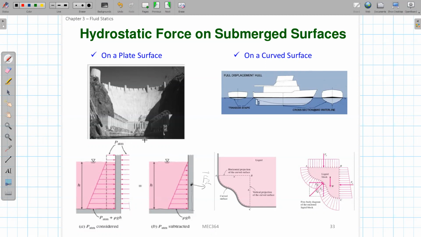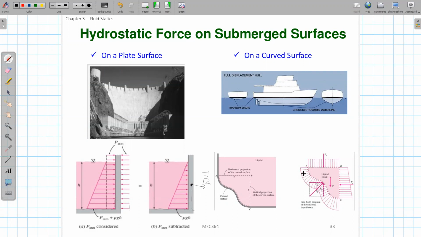The second kind of problem is not a flat plate, it's a curved surface. For example, if you have a ship, the body under the water is not a flat plate anymore. You will have a curve. So this is an example here.